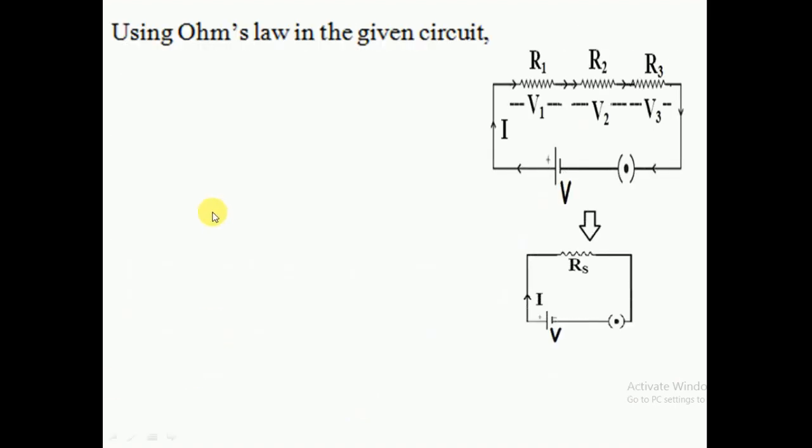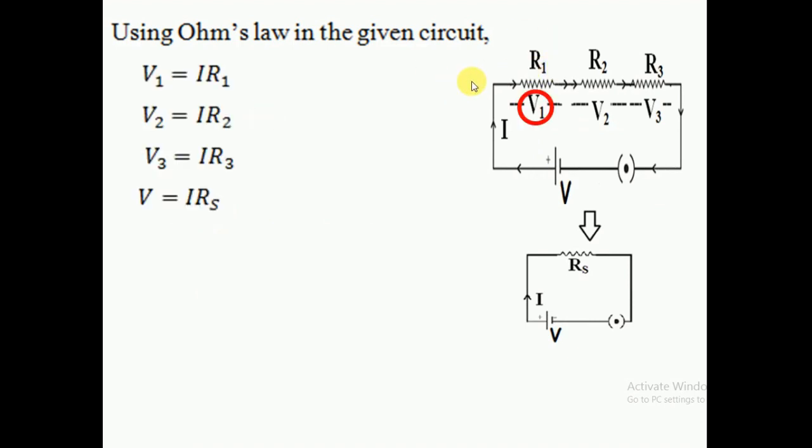Let us use Ohm's law for all the resistors. For this resistor, V1 is the potential, I is the current, and R1 is the resistance. So I can use Ohm's law, V is equal to IR, and write V1 is equal to IR1, because the same current is flowing through R1, R2, R3. I don't need to write I1, I2, I3. Similarly V2 is equal to IR2, V3 will be IR3, and if you use Ohm's law here, V is equal to IRS, because the resistance here is RS.